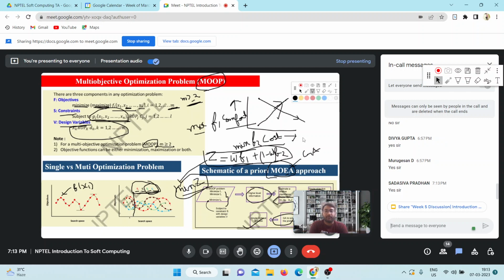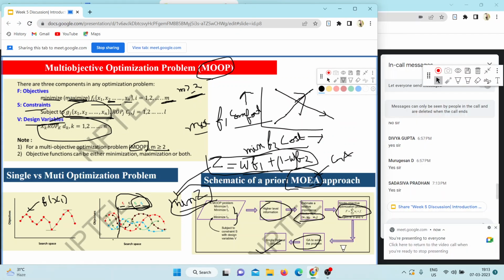Sir, I have one question, sir. Yes. Sir, actually, I am using an objective function that is in terms of square value and then absolute value. Can we add two square values and an absolute value as a third objective function?